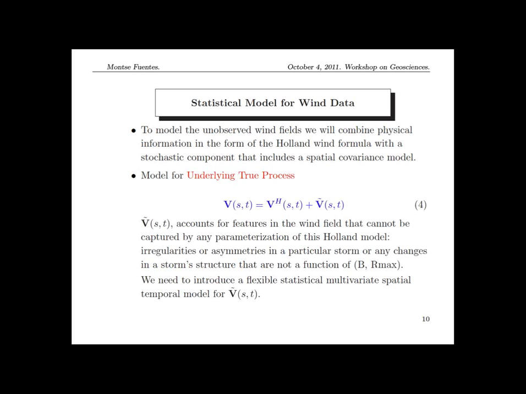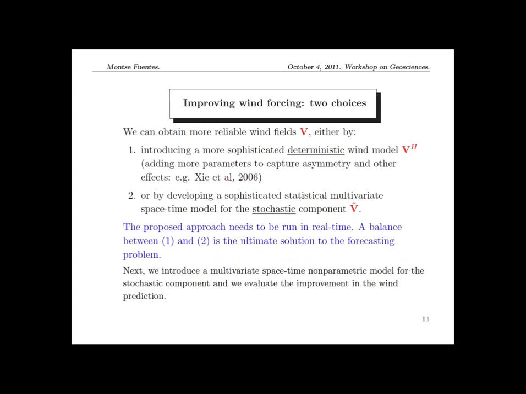So the challenge here is from some discussion that we previously had. Where do we put our effort? We could try to make this deterministic model more sophisticated, and there is obviously quite a lot of work being done on that. Along those lines, we have a version of the Holland model that is asymmetric, so we can introduce more and more parameters and make it more complex. We can put much more effort on this deterministic model, and then alternatively we could put more effort on the stochastic component.